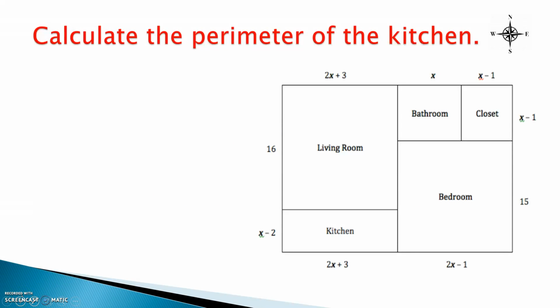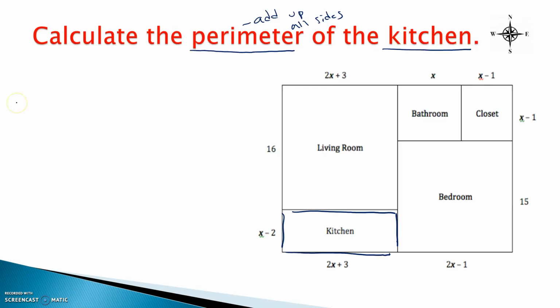So this question here, you do want to do this. It says calculate the perimeter of the kitchen. Now I have this master floor plan down here, but I'm only looking for the kitchen. And again, I know perimeter. How do I find it? Well, I add up all sides. How many sides does this kitchen have? I know it has 1 here, 2, 3, 4. So there's a total of 4 sides here. So in other words, I need to add up 4 sides here. Okay, that is going to give me my perimeter.